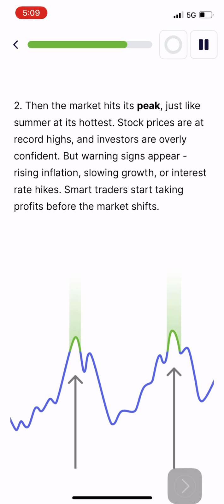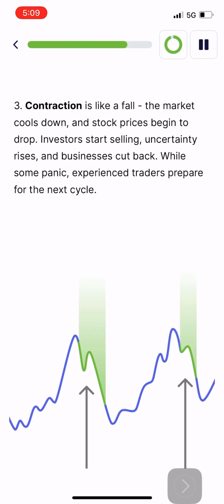Then the market hits its peak, just like summer at its hottest. Stock prices are at record highs and investors are overly confident. But warning signs appear: rising inflation, slowing growth, or interest rate hikes. Smart traders start taking profits before the market shifts.